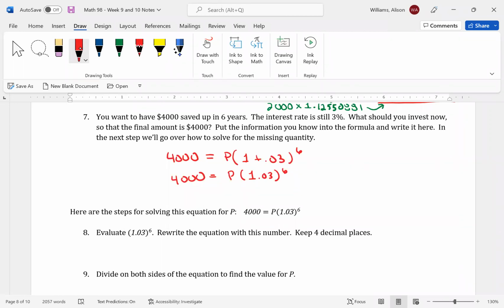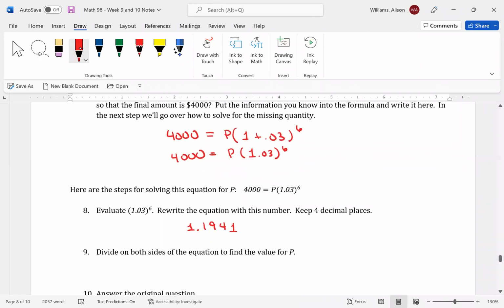using the exponent button. And by the way, if you have trouble with your exponent button, send me an email, like a picture of your calculator, and I can tell you what to plug into your calculator to get it. So I get 1.194, so 4 decimal places. That's going to round to 1.1941. That's the number.